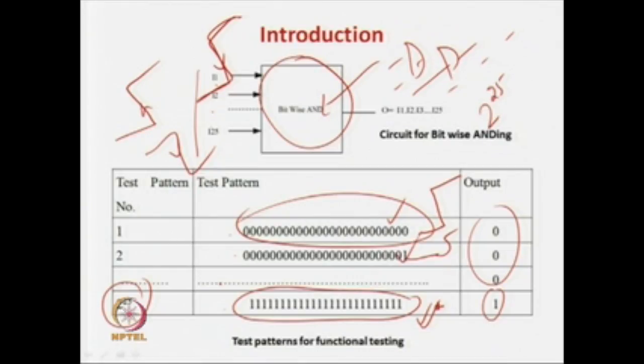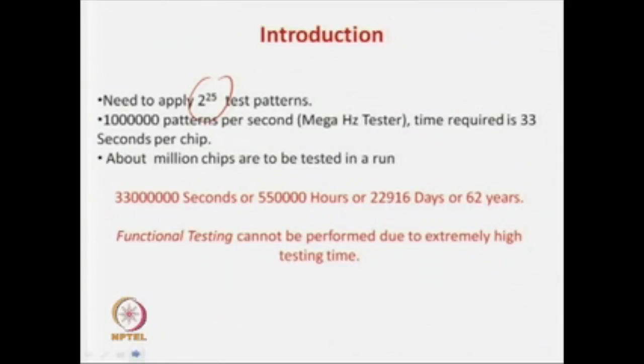So you can easily find out how complex the testing will become even for a simple circuit which does an AND of 25 inputs. That is why this is not at all possible. Even if it's a normal functional test with 25 inputs, with no consideration for delay, you require 2 to the power 25 test patterns. For delay it becomes more complex. And if you assume that we have a megahertz tester, that is, it applies so many test patterns in a second, we require 33 seconds per chip to test the circuit. And remember, it is only a simple functional test.